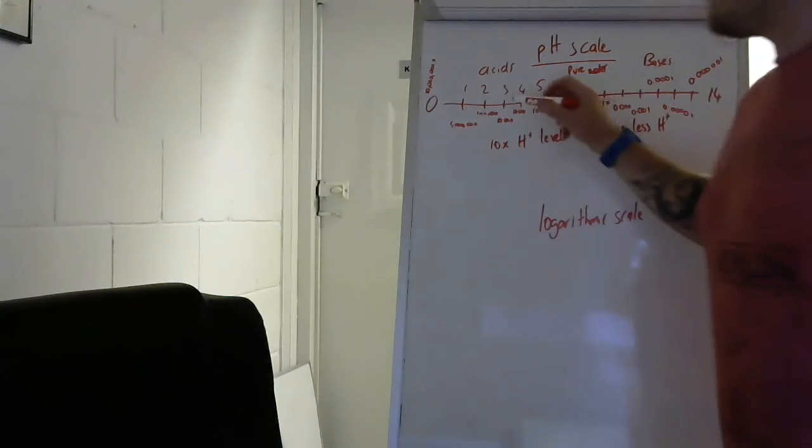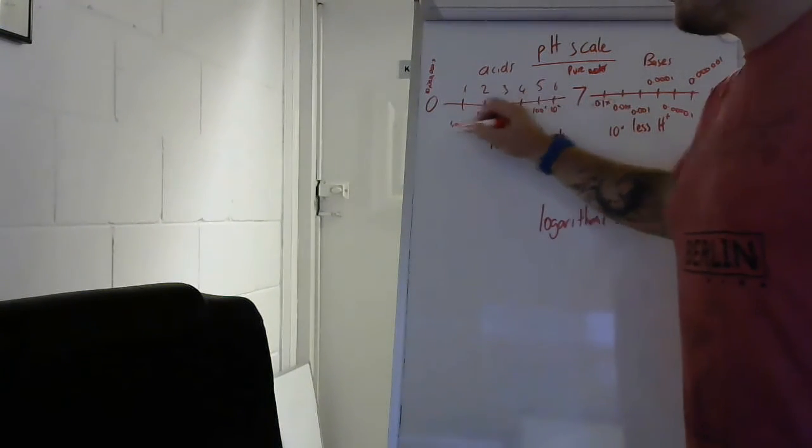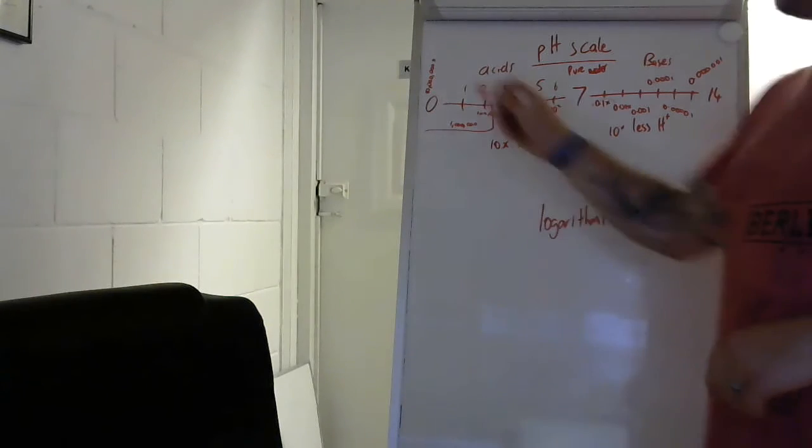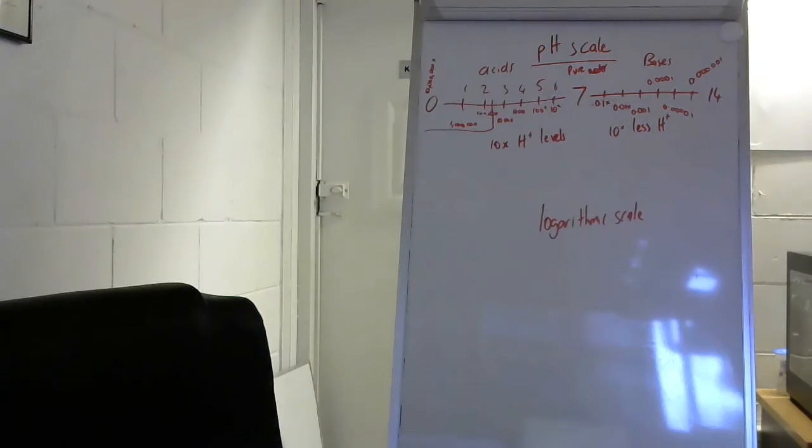So the danger zone with the acid starts about here, 2.5. Your stomach acid inside parts of your stomach will actually burn your skin. So pH 1, pH 0, they are very dangerous chemicals that will severely burn.